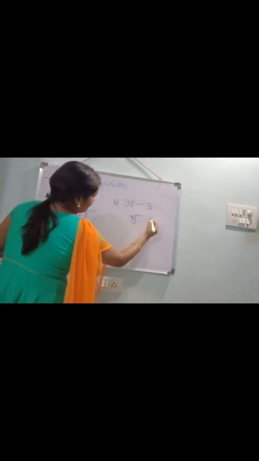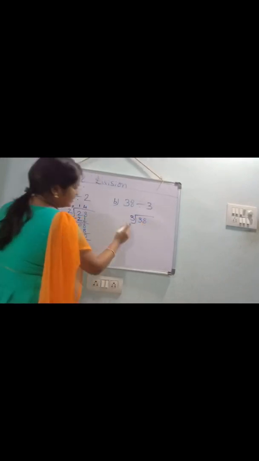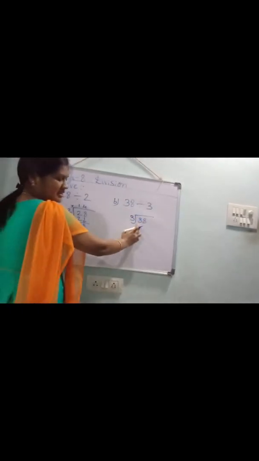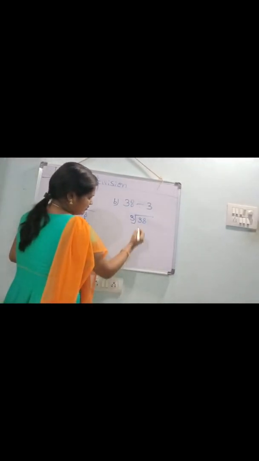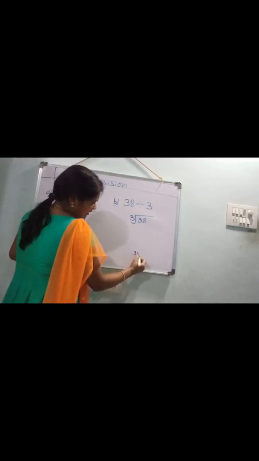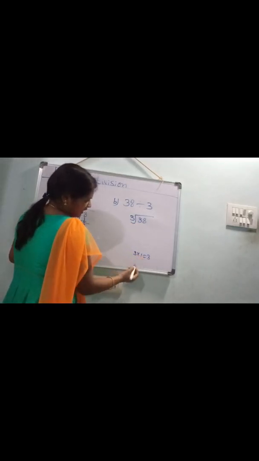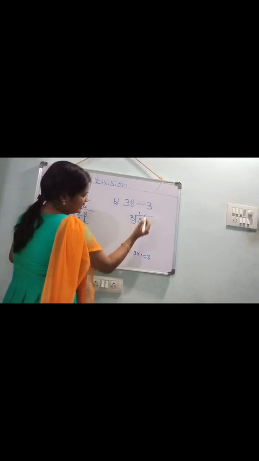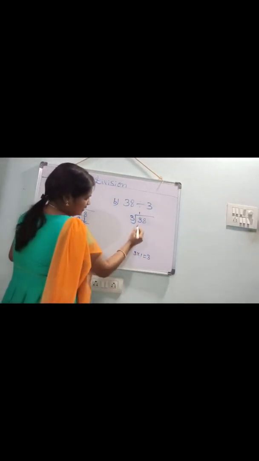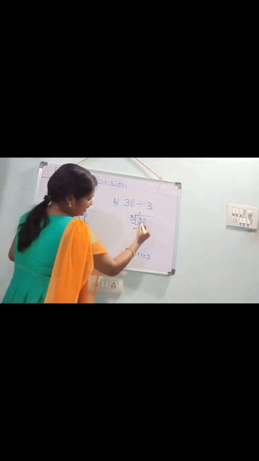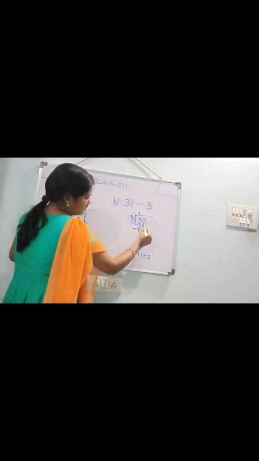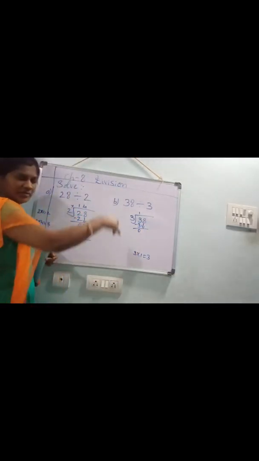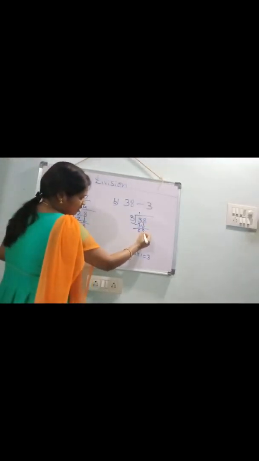What is this? 3. This is the divisor. This is the dividend. 3 into 1. First you should check here. 3 into 1 is equal to 3. This 1 you should write as a quotient. This 3 you should write here. You should minus this 2. 3 minus 3, 0. Arrow mark you should keep and you should write this number down.